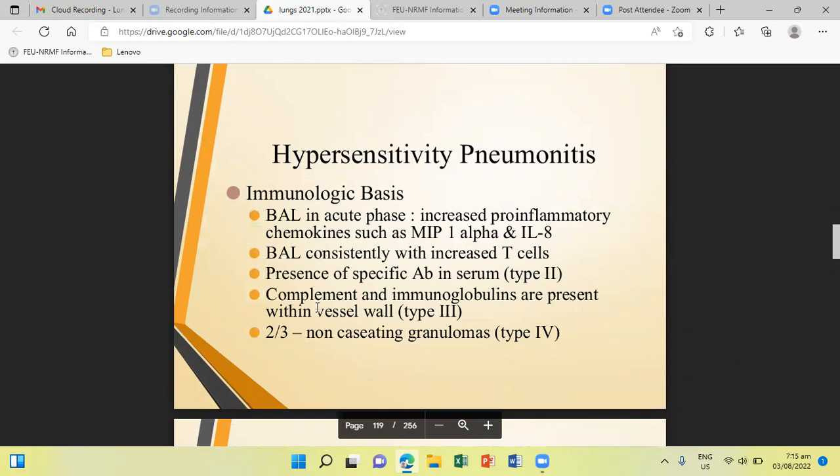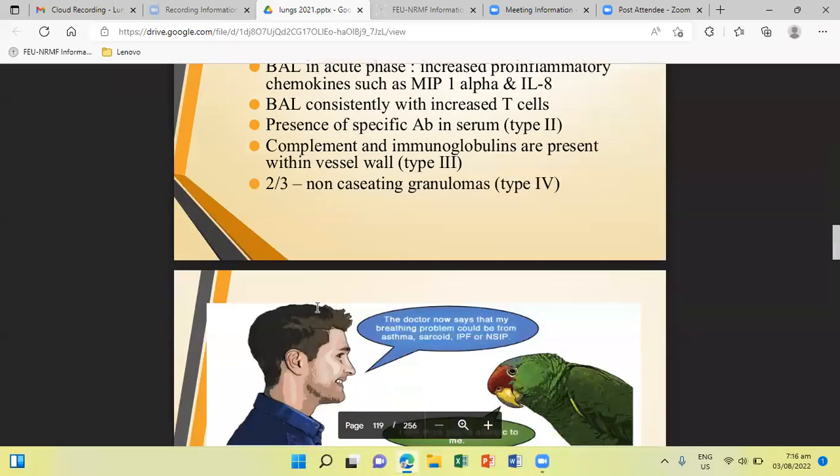BAL stands for bronchoalveolar lavage. The BAL from the acute phase will show increased levels of chemokines. It will also consistently demonstrate an increased number of CD4 and CD8 lymphocytes. Most patients will have specific antibodies against the causative antigen in their serum. Complement and immunoglobulins have been demonstrated as well. Non-caseating granulomas are also evident.